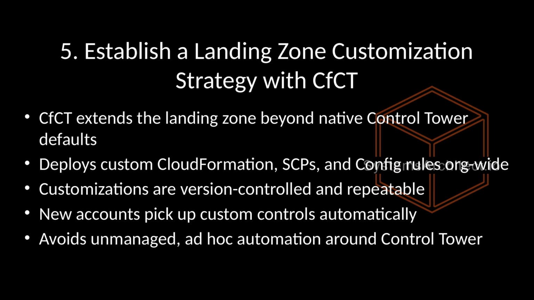5. Establish a landing zone customization strategy with CFCT. Control Tower's native guardrails cover a lot, but almost no organization runs on defaults alone. That's where Customizations for AWS Control Tower, or CFCT, comes in. It layers custom CloudFormation templates, service control policies, and AWS Config rules on top of the landing zone. Every layer is defined as code and version controlled. What if Control Tower doesn't cover something you need? Treat CFCT as the extension mechanism for anything Control Tower doesn't natively provide.